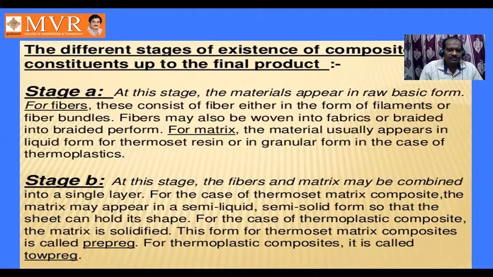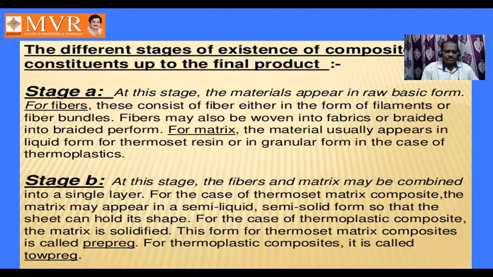In stage B, fibers and matrix may be combined in a single layer. For the case of thermoset matrix composite, the matrix may appear in a semi-liquid, semi-solid form so that the sheet can hold its shape. For the case of thermoplastic composite, the matrix is solidified. This form of thermoset matrix composites is called pre-preg. For thermoplastic composites, it is called tau-preg.